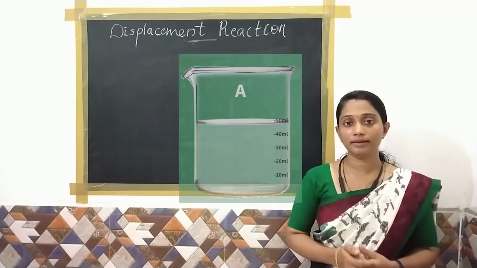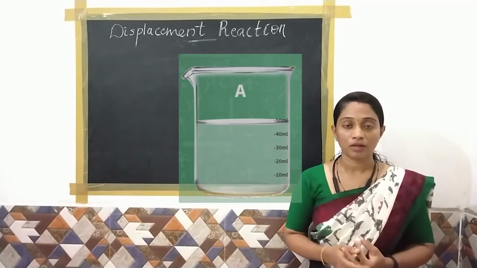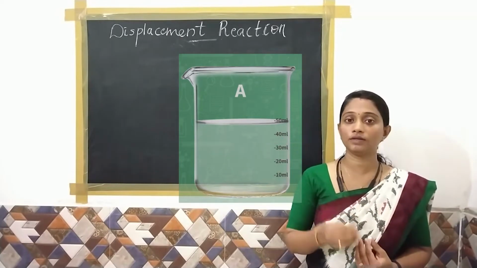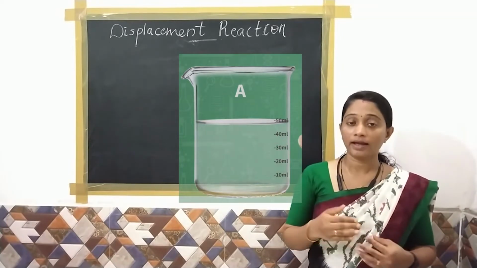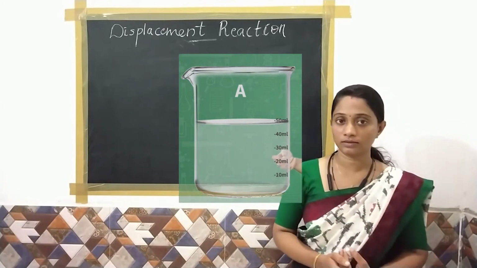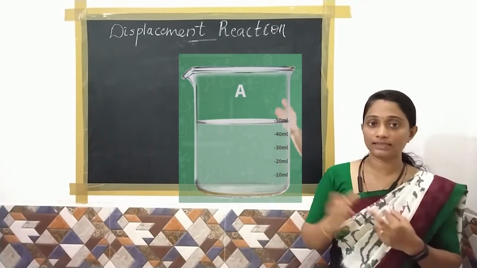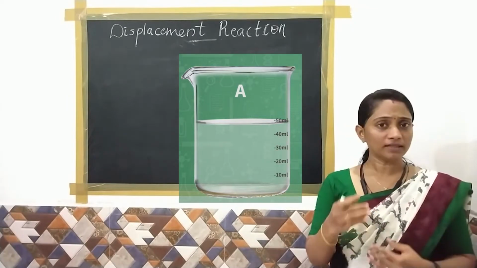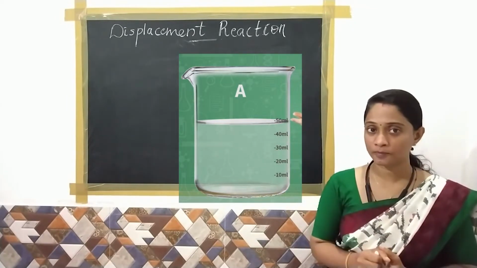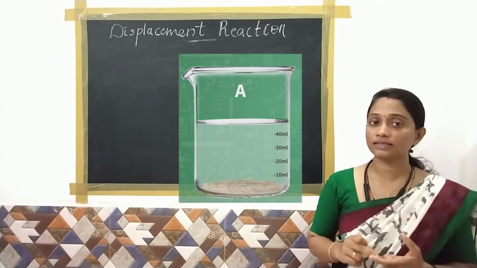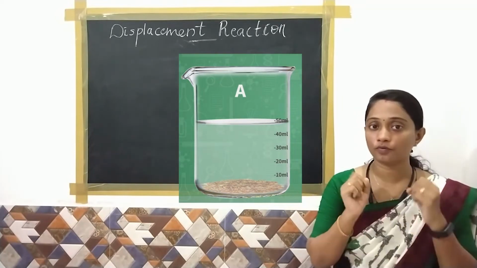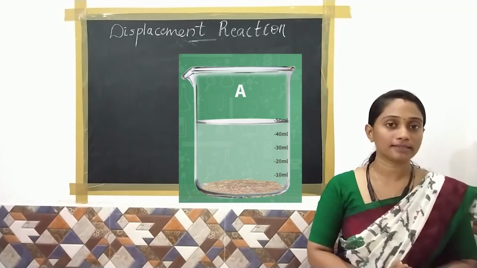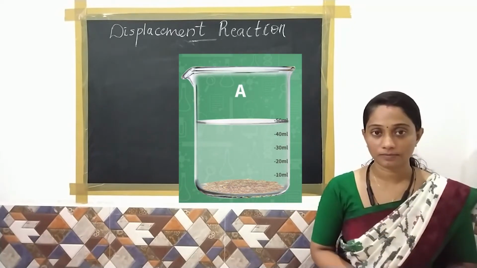The reason behind the color change of the solution is, initially this beaker contains copper sulfate solution. Copper sulfate is blue in color. And after the displacement reaction, the solution becomes zinc sulfate and zinc sulfate is a colorless solution. But then, where is copper? This copper settles down at the bottom of the beaker. So finally, this reaction is named as a displacement reaction.